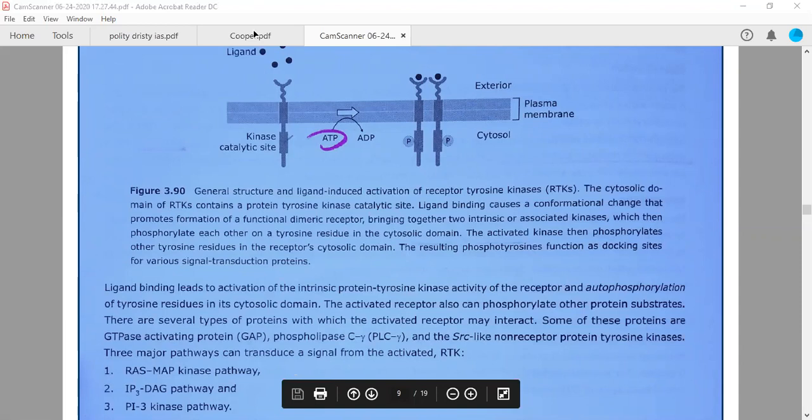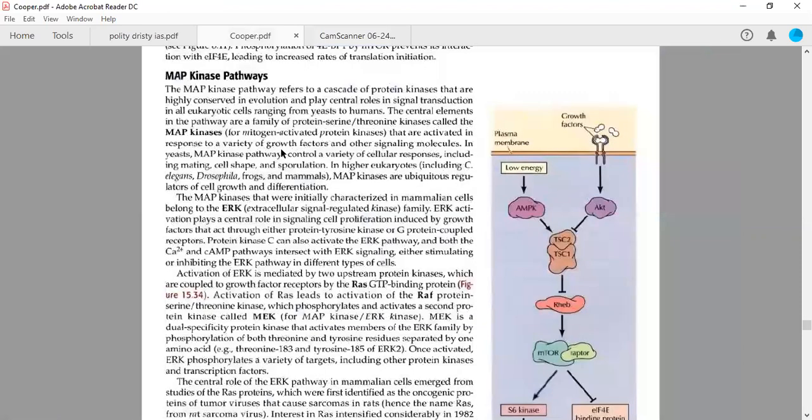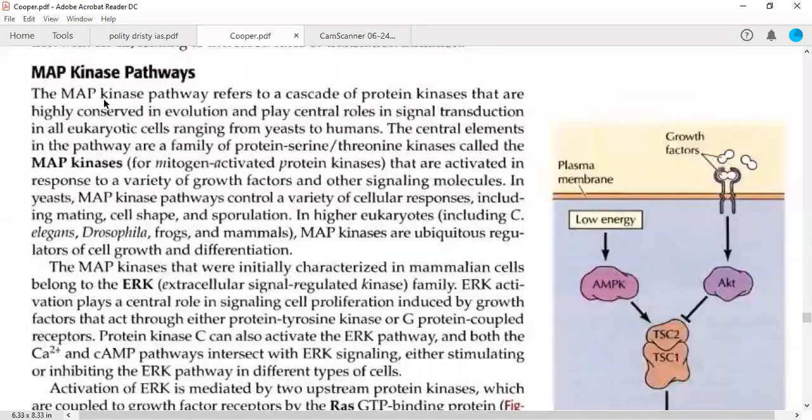So, okay, it is written here. So from here, we can find it out. These MAP kinase pathways refer to the cascade of protein kinases. So we know kinases, these are phosphorylating proteins. So they will take the gamma phosphate from the ATP and will transfer this gamma phosphate to some of the substrate proteins that are highly conserved in evolution, and they are present in all eukaryotes from yeast to humans.